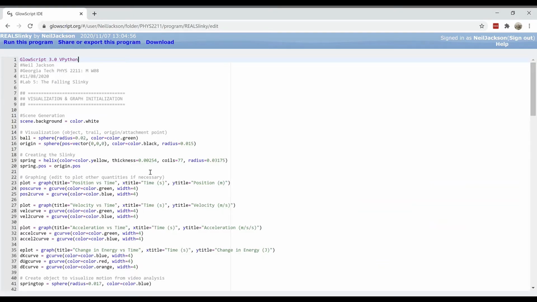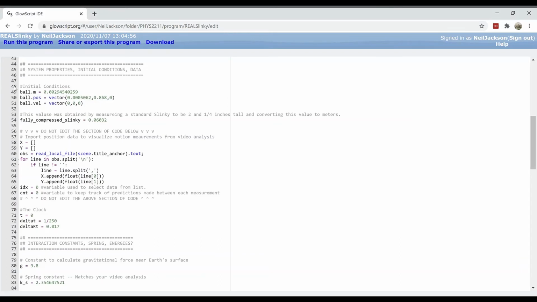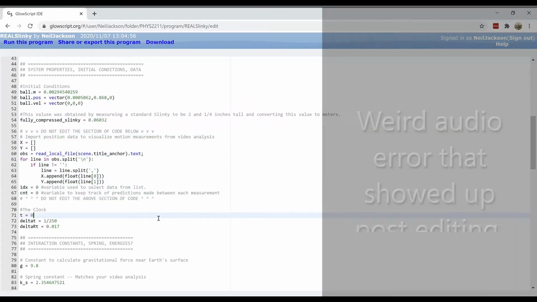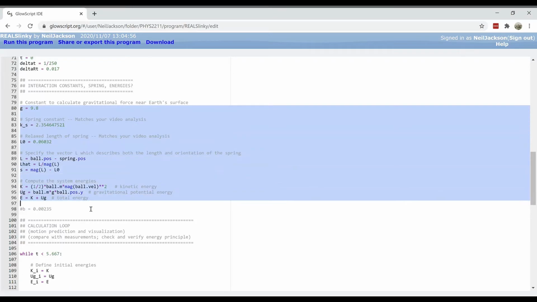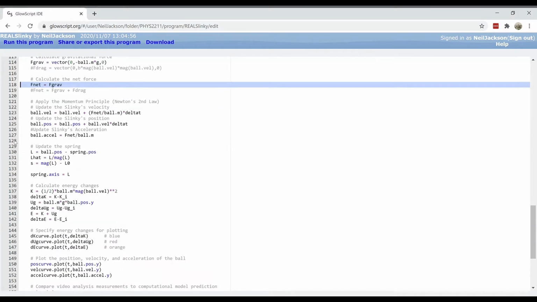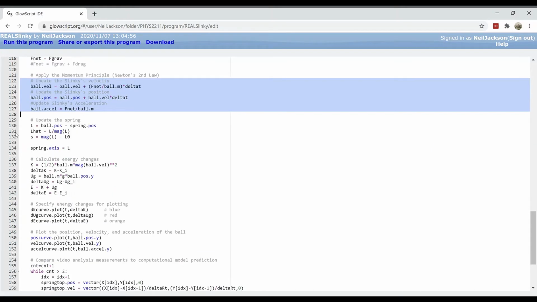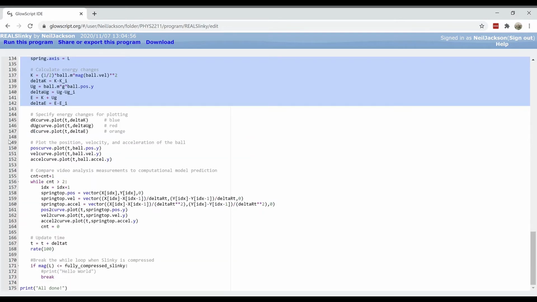Here's the code I used to run my model. This first part just details the generation of the graphs and spring. This is my initial conditions and the chunk of code that I used to import my CSV file, same as Lab 5. This chunk is my initial calculations, such as L naught, K sub S, and G. In my while loop, I'm calculating F net, updating the momentum and position and acceleration in this case. I update my spring, calculate my new energies, and then I plot everything.